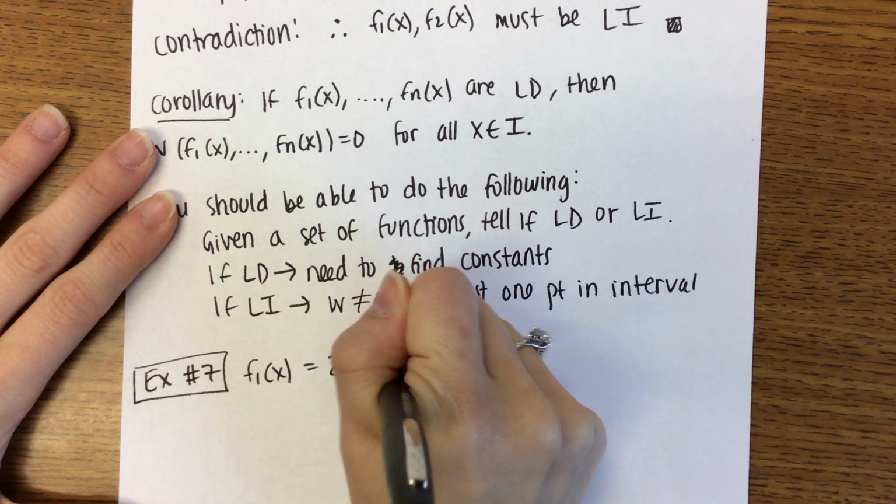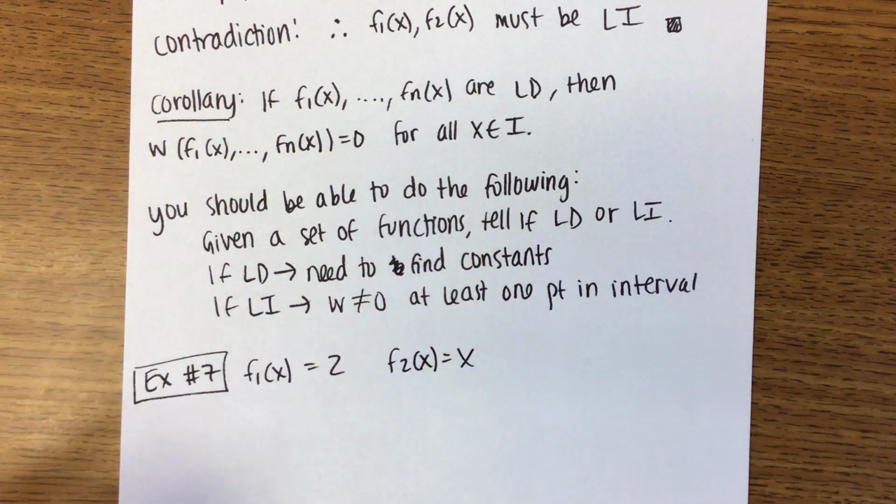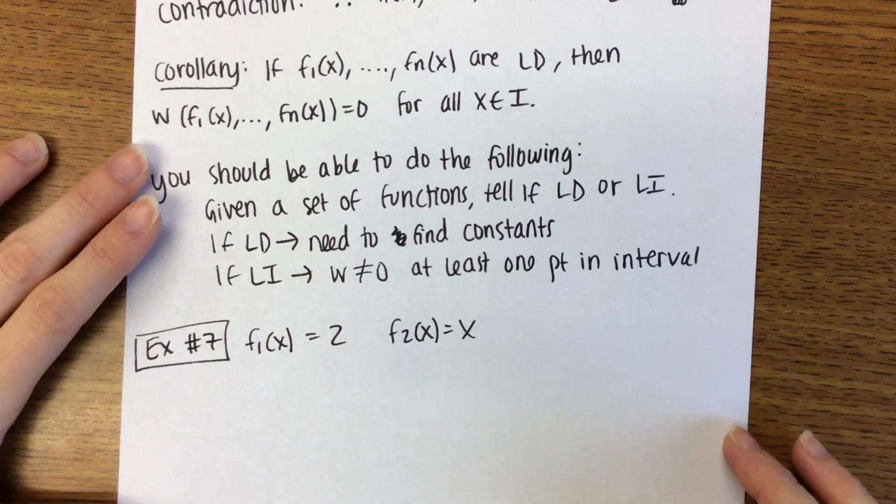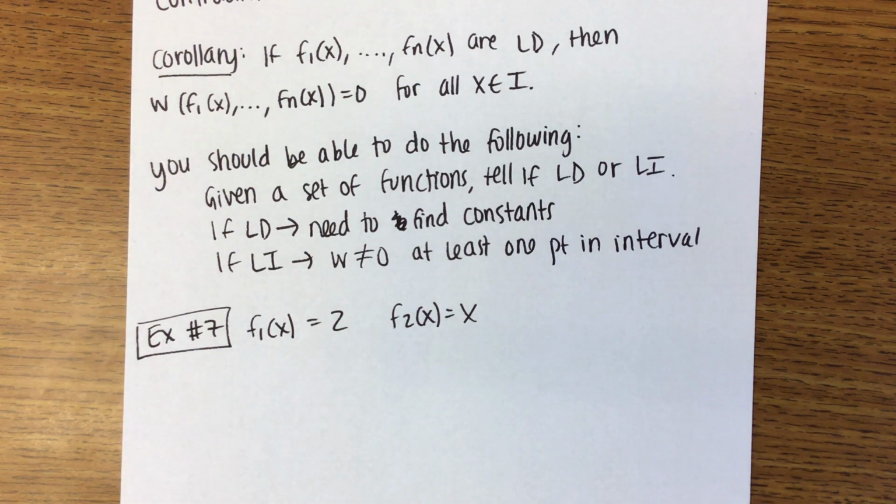F1 of x is 2, F2 of x equals x. Okay, just based on looking, do you think that these are linearly independent or linearly dependent? Independent. Yeah, they're going to be. But you can't just tell me because they look like they're linearly independent. You have to do the Wronskian. So that's what you're going to do.